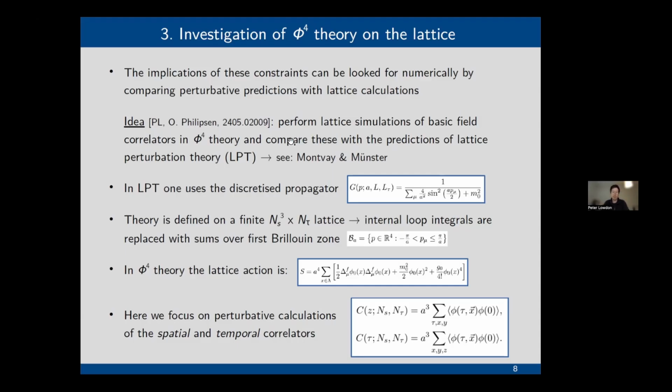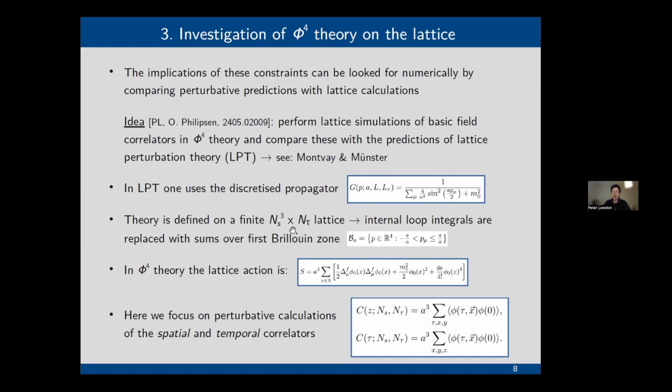And the strategy behind this comparison is that we did lattice simulations, and then we compared this to the predictions of lattice perturbation theory. For those of you that don't know this, there's a great review, or book I should say, by Montvay and Münster that discusses lattice QFT, and also has some good chapters on lattice perturbation theory. As the name suggests, your propagators become discretized. So a is the lattice spacing, and in the continuum limit, a goes to 0. This recovers the standard Euclidean propagator, because here you work in Euclidean space-time.